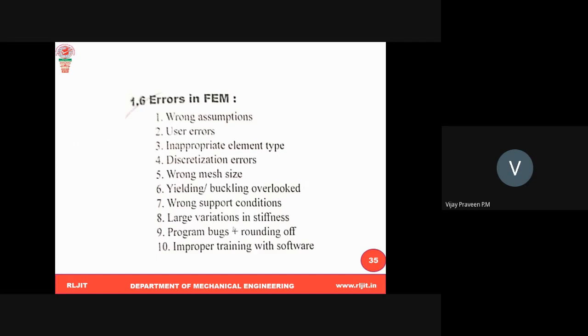Improper training with the software. Suppose the person who is handling that software is not properly trained and uses some other options, then also you get errors. So these are the possible types of errors which are going to be induced in FEM. That's why you get an inaccurate result based on these errors. As much as possible, we need to avoid these errors.